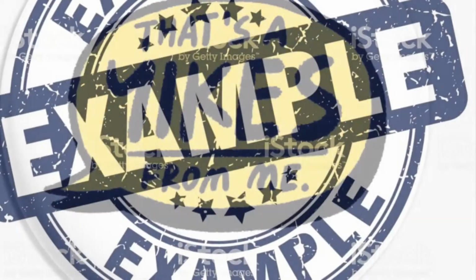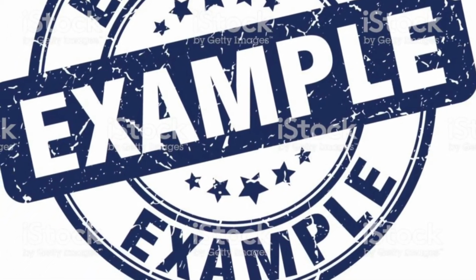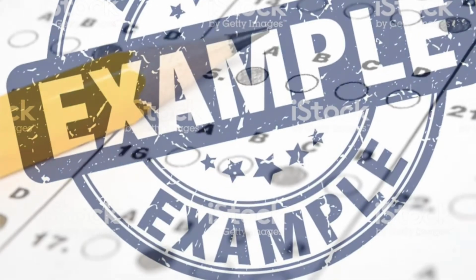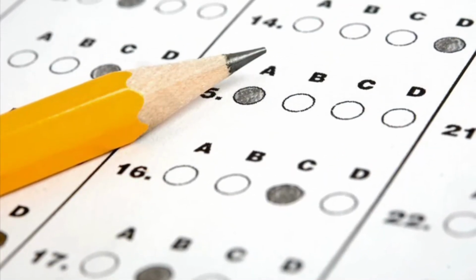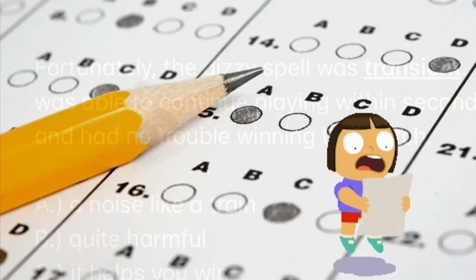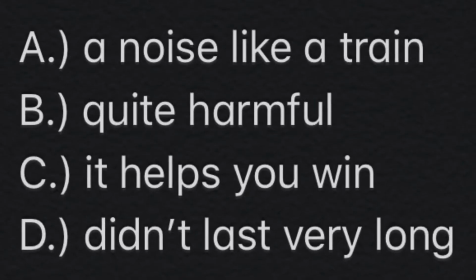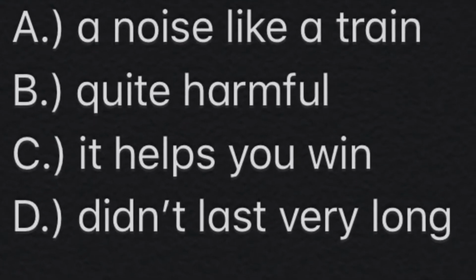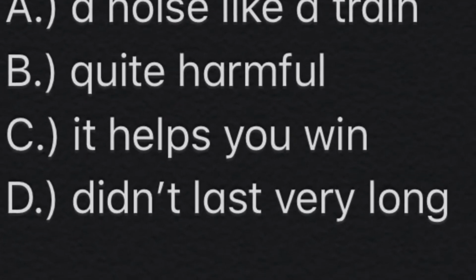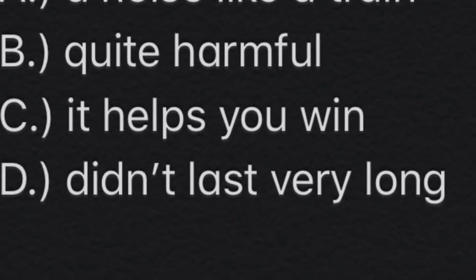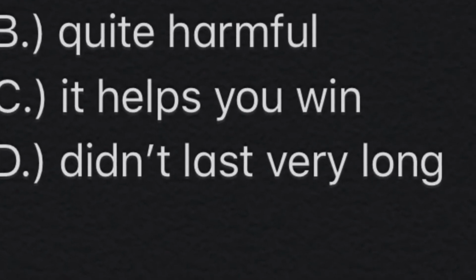Here's one more quick example of how you might need to use context clues to find word meanings in a reading class or on a test. The sentence is, "Fortunately, the dizzy spell was transient. He was able to continue playing within seconds and had no trouble winning the match." Our answer choices for the meaning of transient are: A, a noise like a train. B, quite harmful. C, it helps you win. Or D, didn't last very long.